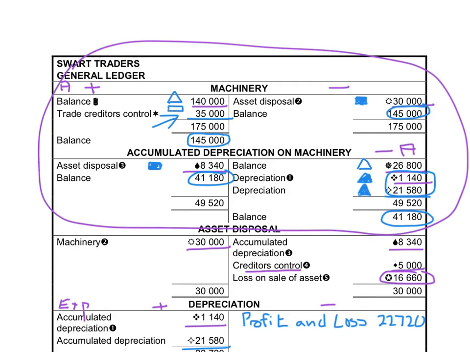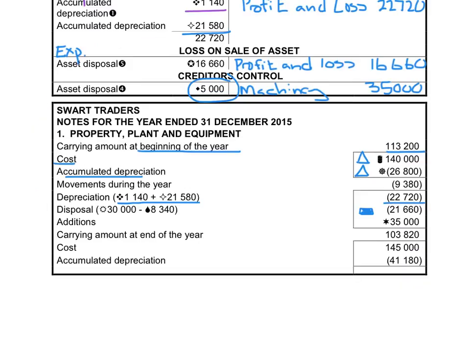We bought a new machine for 35,000. That 35,000 will increase the value of my assets. So for additions, I will show that we increase the value with 35. If I take the 35 minus the 22,720 minus the 21,660, it gives me a negative figure of 9,380. So there was an outflow of money during the year.